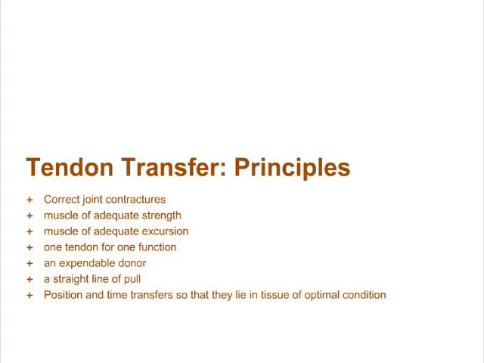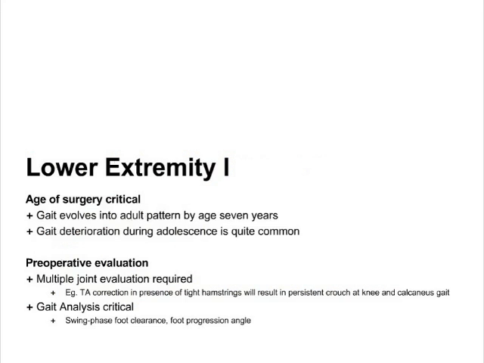Now looking specifically at the lower extremity. Again, the age of surgical intervention is critical. Gait evolves into the adult pattern by about the age of 7 years, and intervening too early means that recurrence and further deterioration will occur in paediatric patients. Although the recommended age for intervention is in the early school years, so the 5 and 6 year olds, gait deterioration does then secondarily occur in adolescence quite commonly.